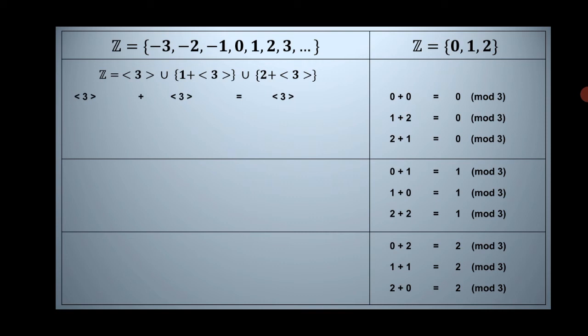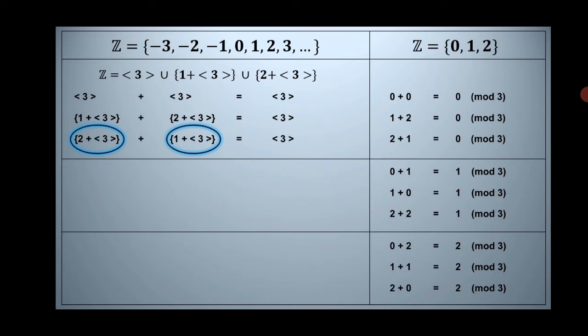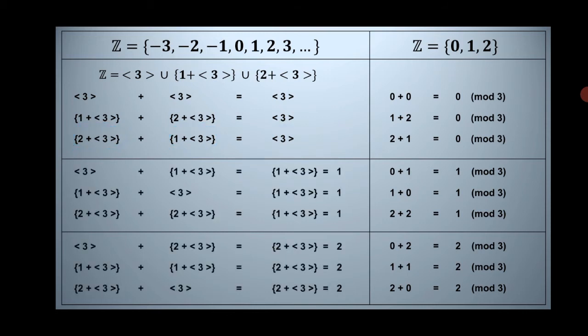If we add any two multiples of 3, we get another multiple of 3. If we add 1 plus a multiple of 3 and 2 plus a multiple of 3, we get another multiple of 3. Similarly, if we add 2 plus a multiple of 3 and 1 plus a multiple of 3, we get another multiple of 3. Similarly, we can check that these results are in the exact same manner.